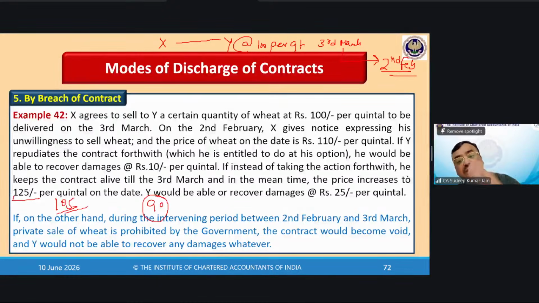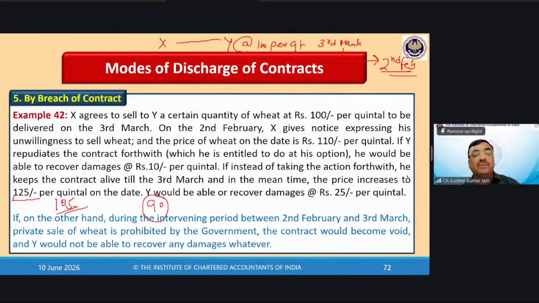So if he decided to wait for 3rd March, and after 2nd February and before 3rd March, the government made a restriction on the private sale of wheat. Suppose he has not filed the case on 2nd February and decided to wait up to 3rd March, and during this period the government made the restriction on the sale of wheat privately, so the contract becomes impossible, and because of impossibility it becomes void, and in that case Y cannot recover anything from X.